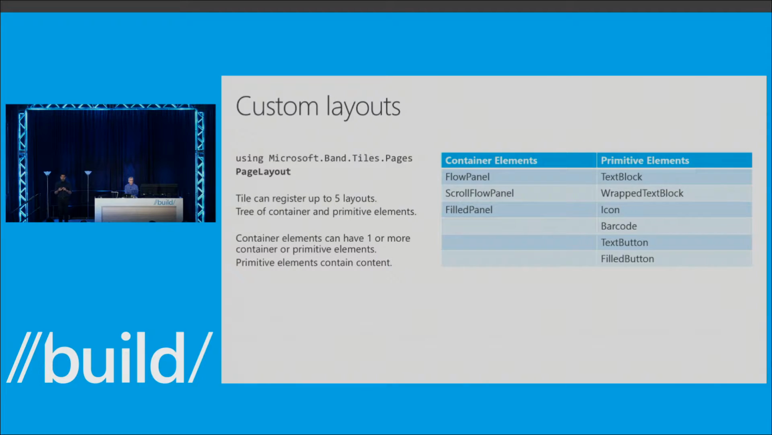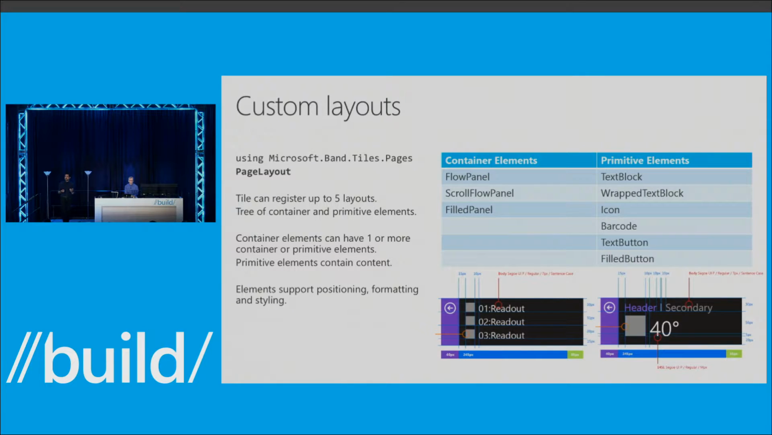The container elements can be flow panels, scroll flow panels, and filled panels, and the content elements could be text, buttons, barcodes, or icons. All of these elements support positioning, formatting, and styling. So you can position each one of these elements onto the page exactly where you want it. Here are a couple of examples on the bottom right-hand side. These are built-in layouts that we use for some of the content that we show inside of the Microsoft Band.